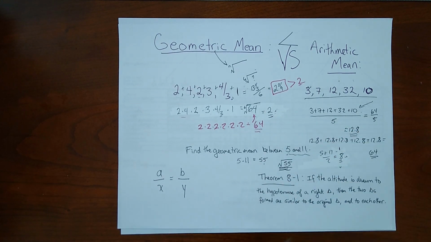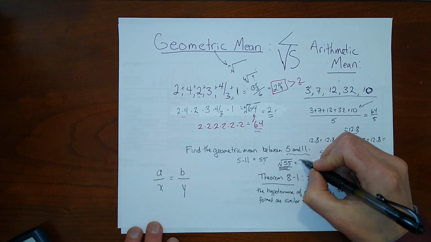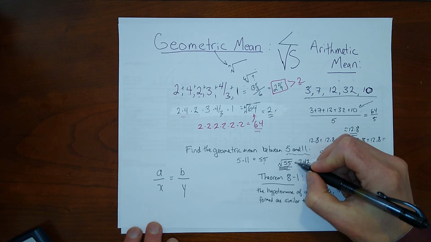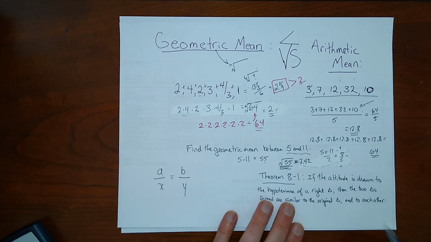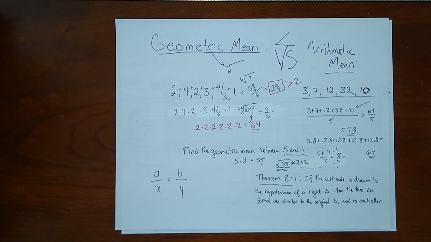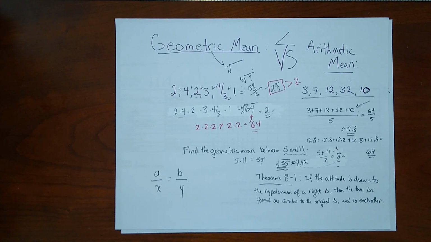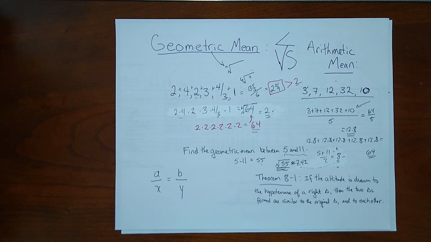Okay, and square root of 55, if you put it in your calculator, you'll find is about 7.42 approximately, which is again less than the arithmetic mean for the same group of numbers. Okay, so that's really just all algebra and arithmetic though. What does this actually have to do with geometry?